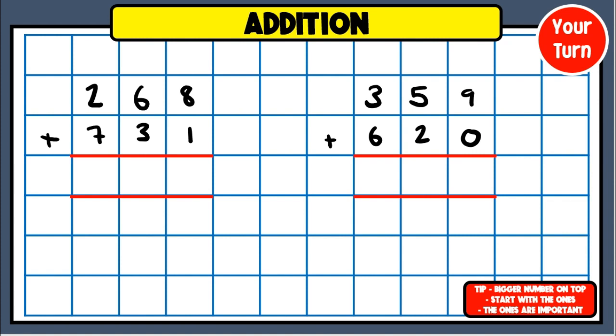Okay, let's have a look at some answers then. So we've got the bigger number on the bottom, it doesn't matter. Let's have a look, start with the ones. 8 add 1 is 9. 6 add 3 again is 9. And 2 add 7 is also 9. Alright, next one, 359 add 620. 9 add 0 is 9. 5 add 2 is 7. And 3 add 6 is 9. Okay, how did you get on with that? Did you get them right?